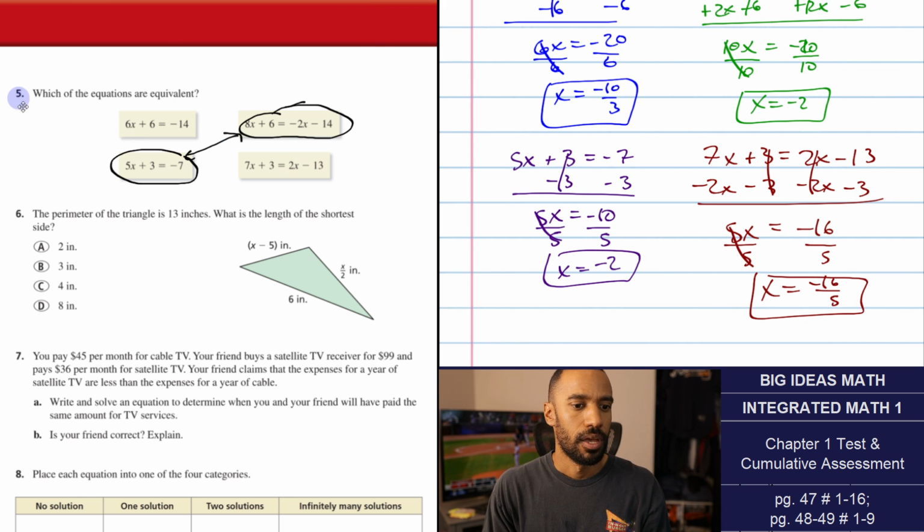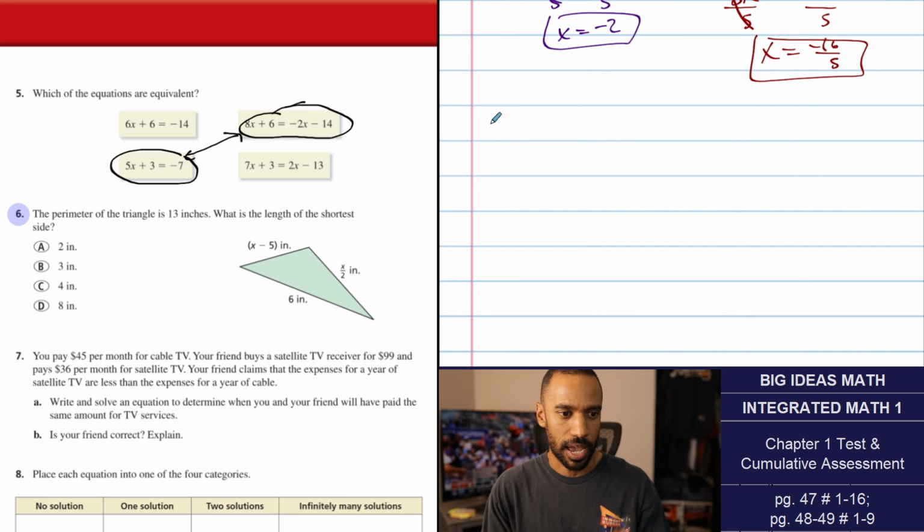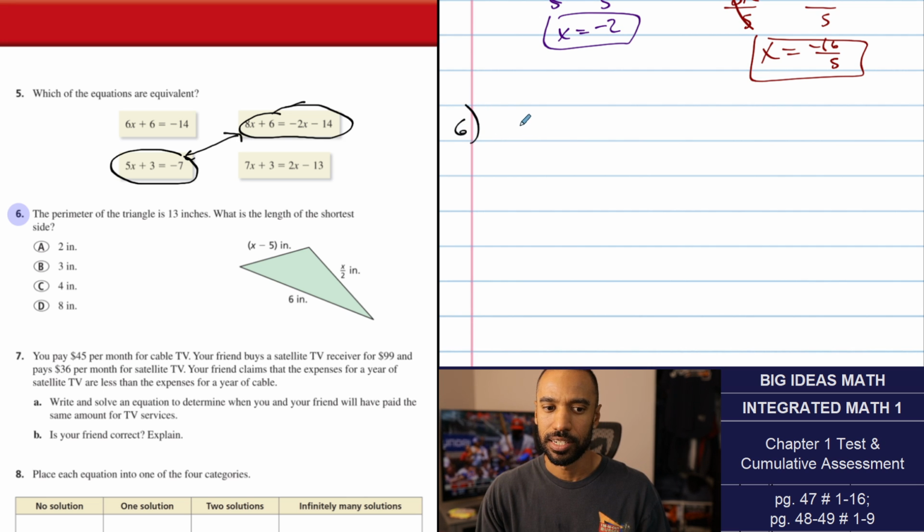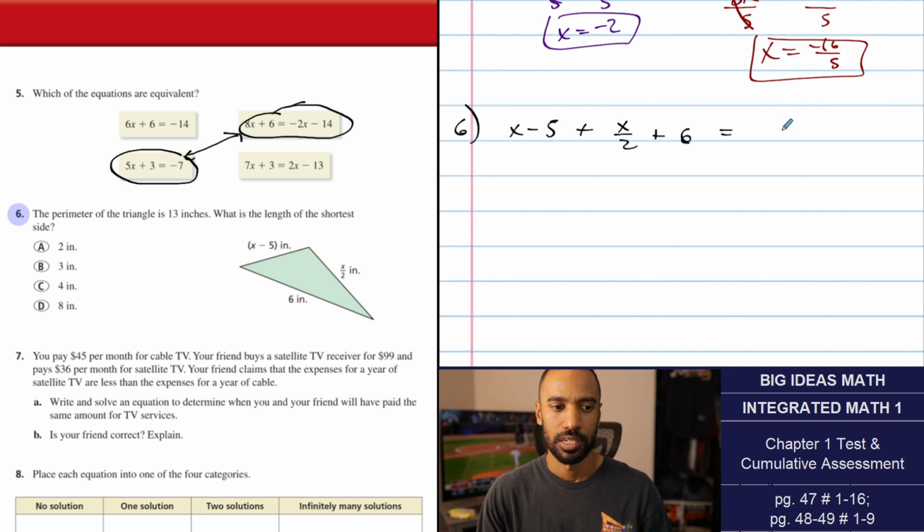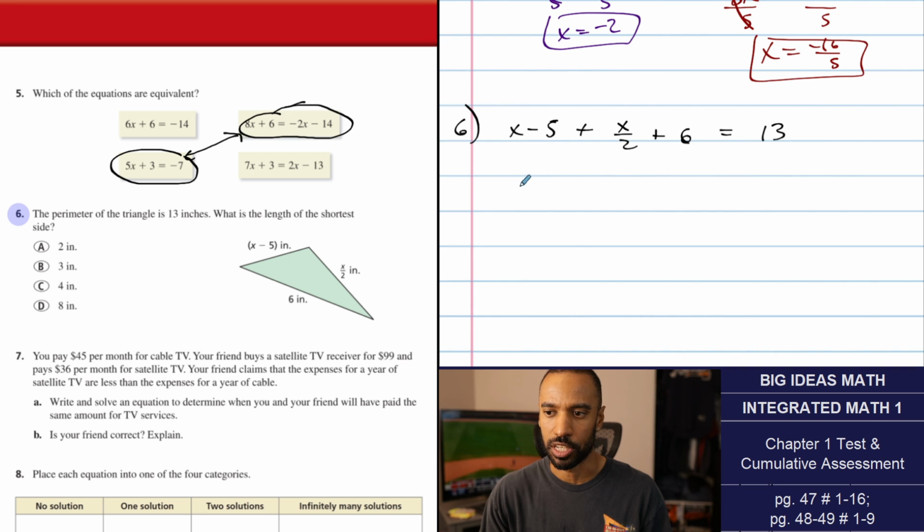Number 6, the perimeter of the triangle is 13 inches. What is the length of the shortest side? A perimeter is the addition of the sides of your triangle. So we're going to add together x minus 5 with x over 2 with 6 to get 13. As we've seen different things we can do with fractions, we haven't yet tried common denominators. I kind of don't want to do that right now. Here's what I'm going to do. I'm going to combine the negative 5 and the 6 for now and keep the x and x over 2 separate.